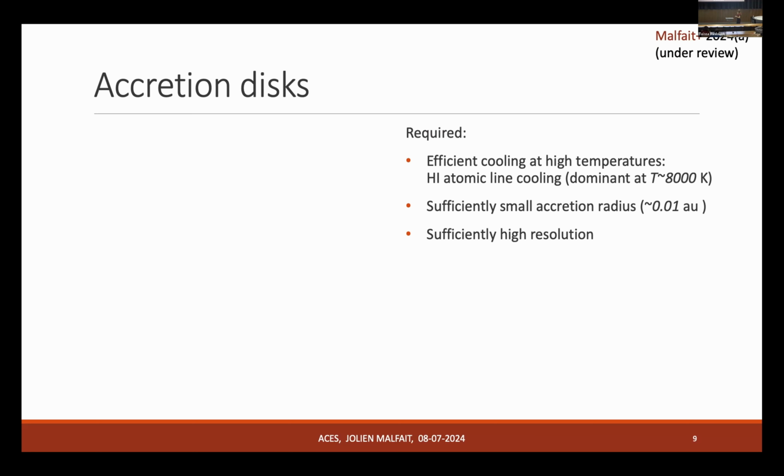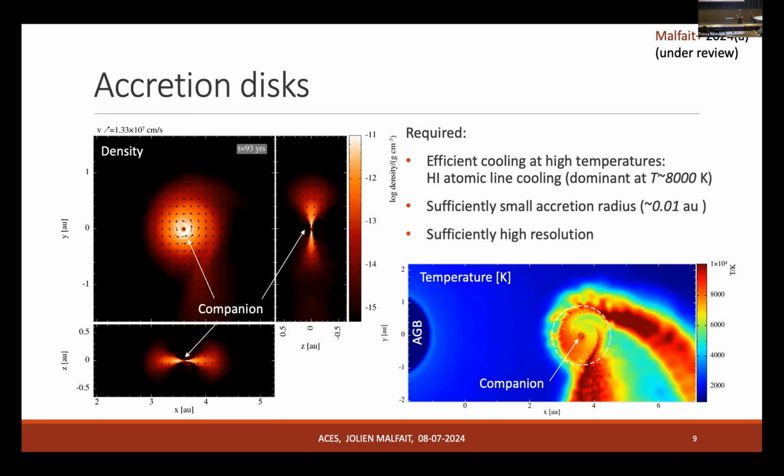So in our case, it sometimes had to be as small as 0.01 AU for an accretion disk to be able to form. But we see that if you set the accretion radius small enough, you'll always form an accretion disk around the companion. And then you also need high enough resolution to resolve the disks nicely and see the shapes. So here you see what these disks look like.